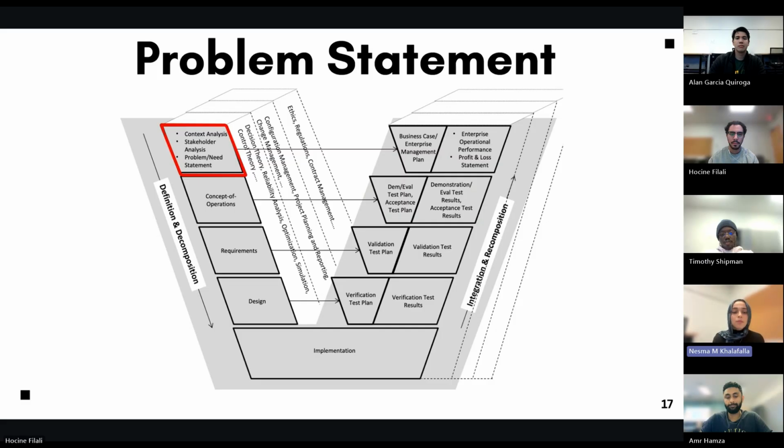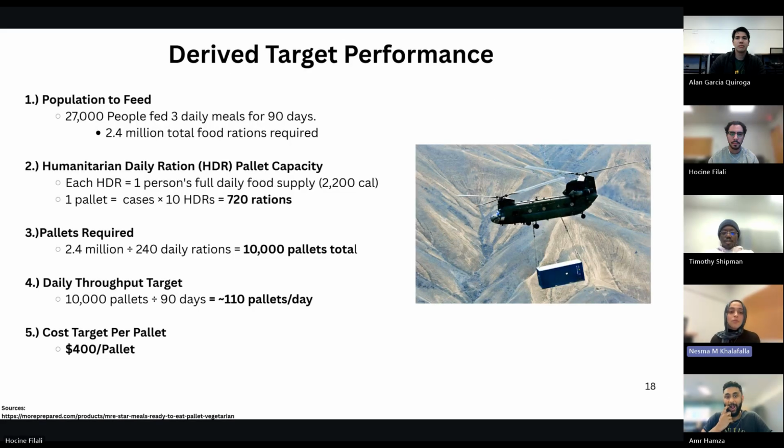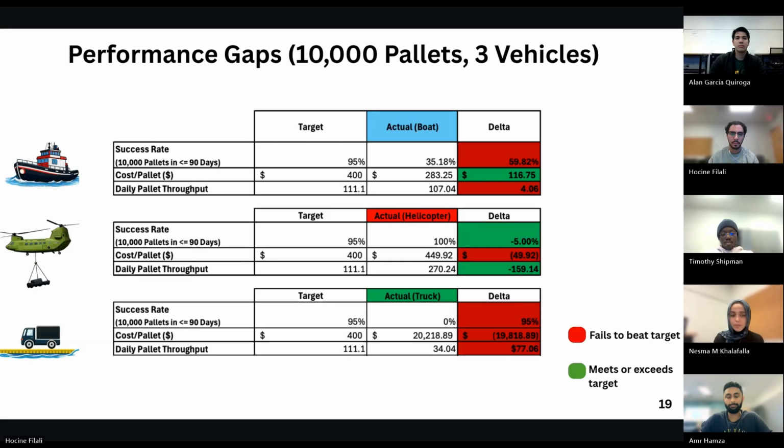This brings us to our problem statement. So our target performance was derived from the goal of feeding 27,000 people 3 meals a day for a total of 90 days. This equals to 2.4 million food rations required. And considering that each pallet carries 720 rations, there is a need for 10,000 pallets to be delivered within those 90 days. That equals to about 110 pallets delivered per day at a cost of $400 per pallet.